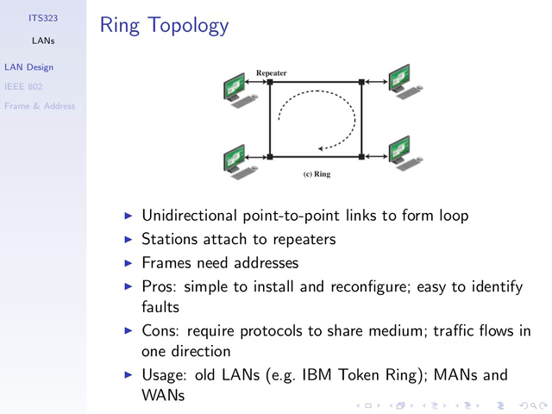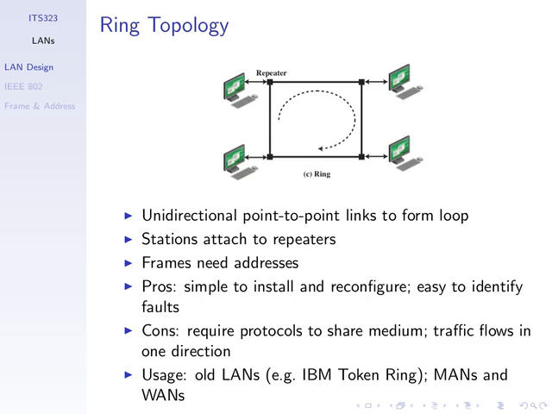So the signal comes in and it is repeated and sent out on the other link. And what we do is we have unidirectional point-to-point links. We transmit our signal in one direction around the ring. And normally the signal goes all the way around the ring, independent of who is the destination.